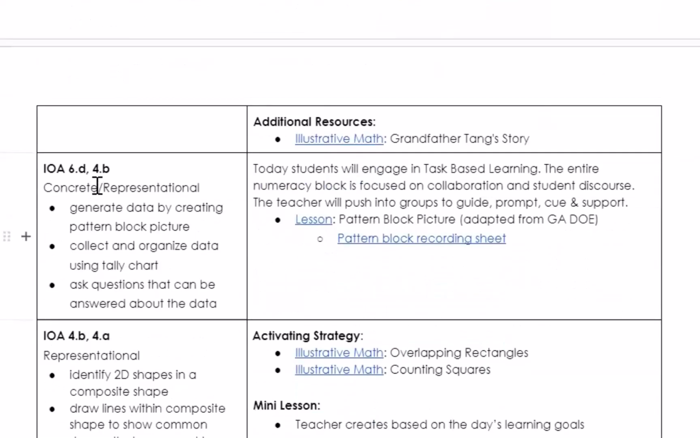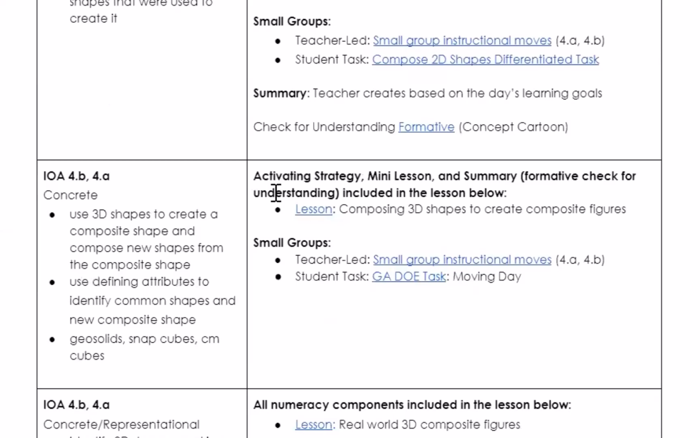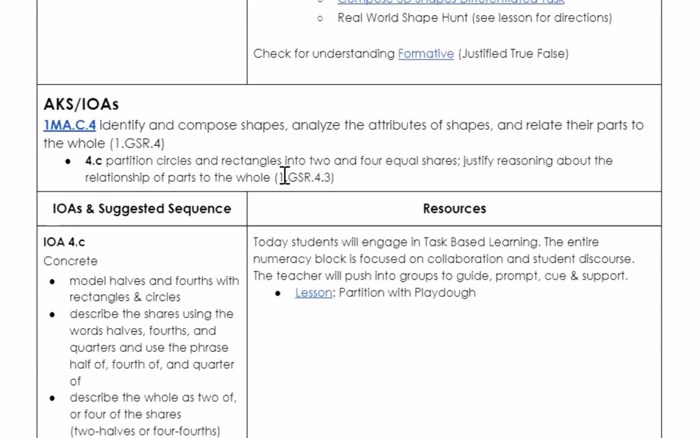Again, we see that 6D has been intentionally clustered with IOA 4B. Students will engage in another task-based lesson where they collect data regarding the shapes that they use to create a composite figure. So really clustering those IOAs together intentionally so we're able to work on multiple learning targets on the same day. So we're going to finish up 4B and 4A. And then our final IOA for this unit.